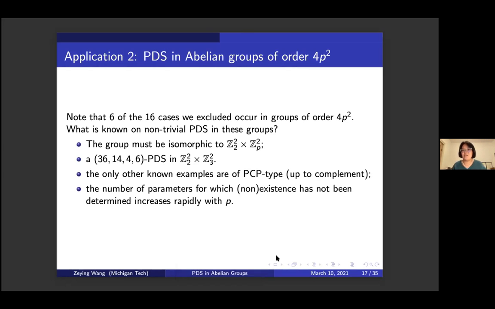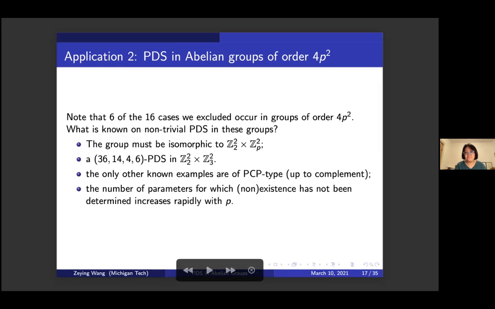So let's talk about the general case. What do we know about this situation? We know this group structure, which follows from the preparation. We know a sporadic case, and we know the other non-trivial cases are just the PCP type. The difficulty is that the possible parameters increase dramatically with p. When p is big, you imagine, p is a prime number, but when your prime number goes big, there are too many cases. That's a challenge.